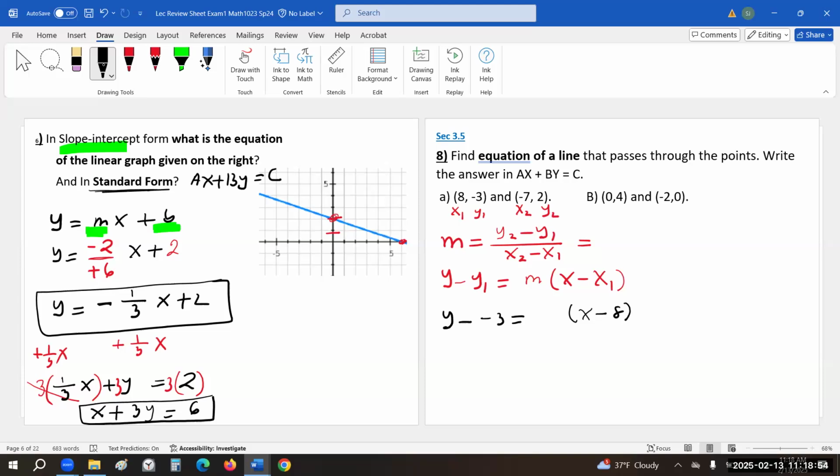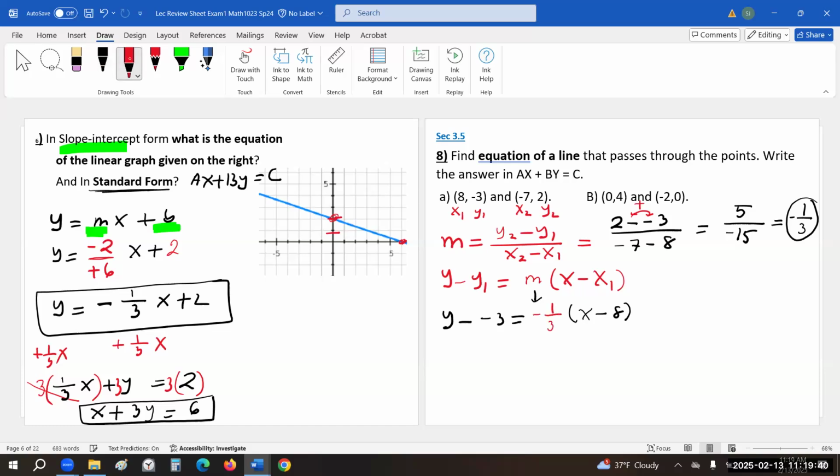So what minus what? y2, 2 minus -3, and then -7 minus 8. We got double negative. Double negative turns into positive. So what do you get on the top? 2 plus 3, which is 5. And on the bottom? -7 minus 8, -15. Can you simplify? What do you get? -1/3.